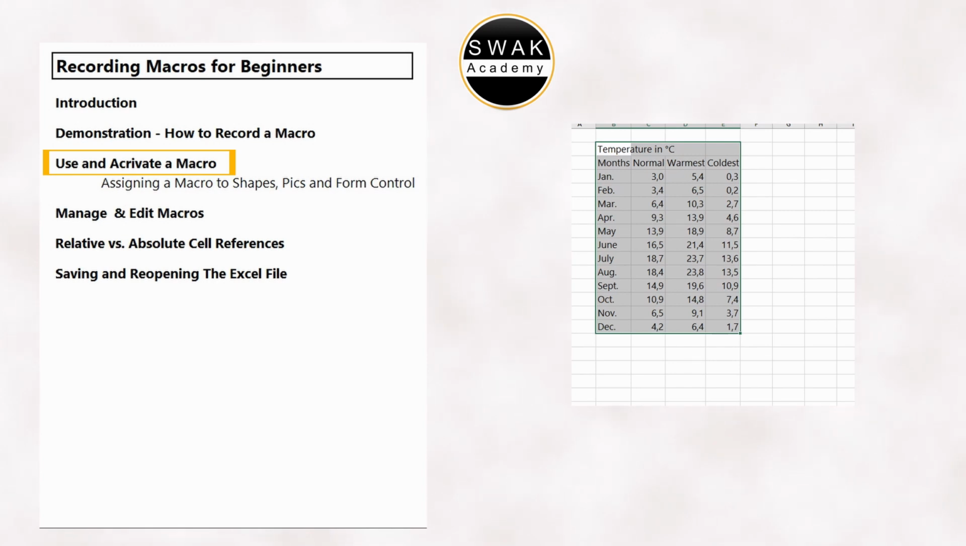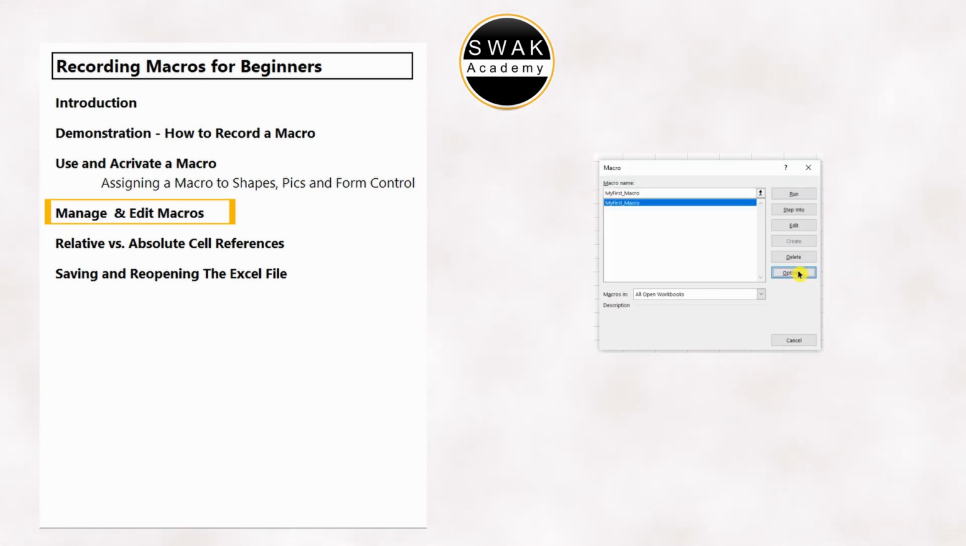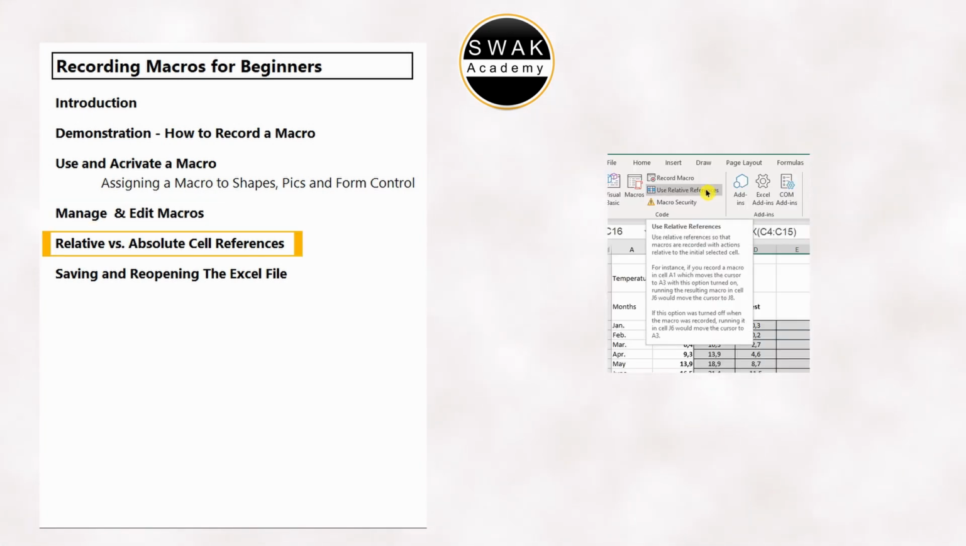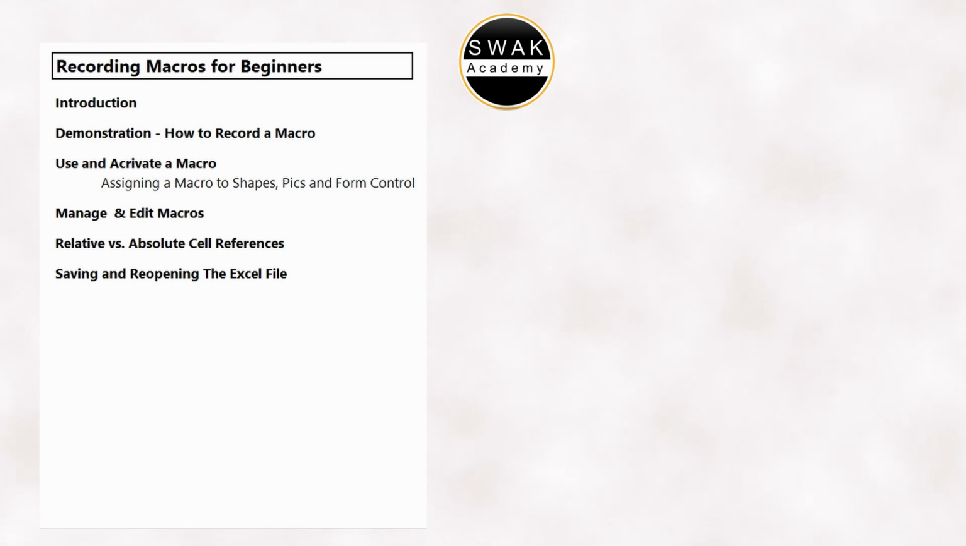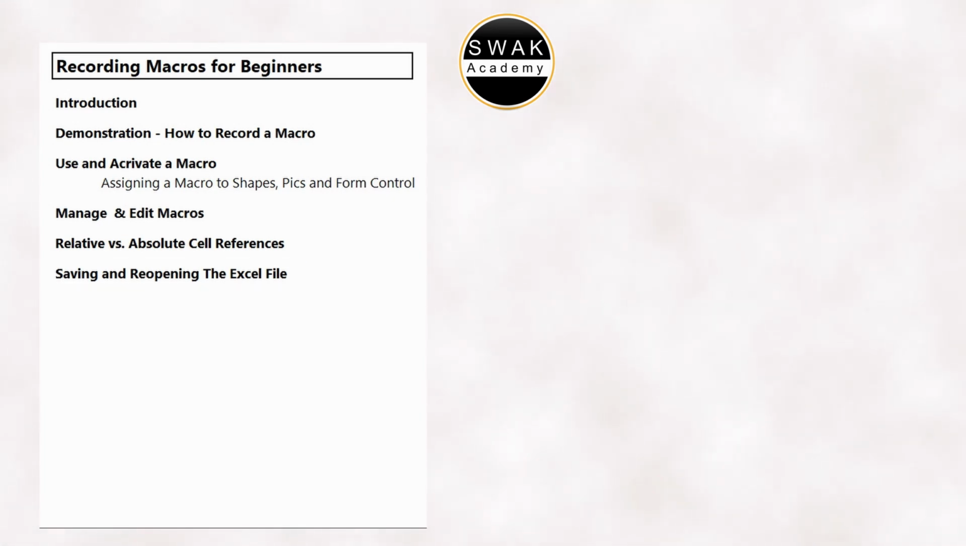Afterward, we will discuss different methods to run and activate a macro, how to manage and edit one or multiple macros, the difference between relative and absolute cell references, and then changes that happen to the document when saving and reopening it. Let's get started.